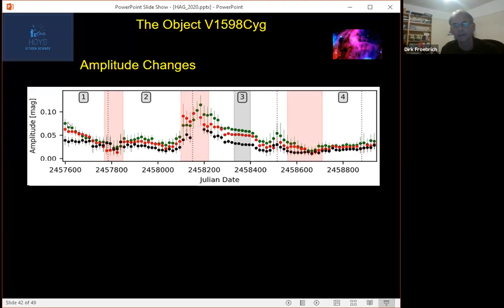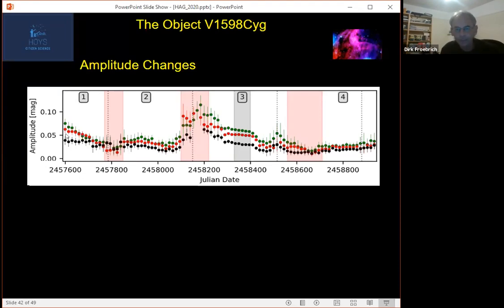And you see in the 3 filters in the same color coding, when we started, the amplitude was quite high, maybe 0.07 magnitudes. That's about 7% of the brightness. Then it dimmed, or the magnitude lowered. It stayed stable. Then it increased to about 10%, fell down again, and then slowly was increasing.